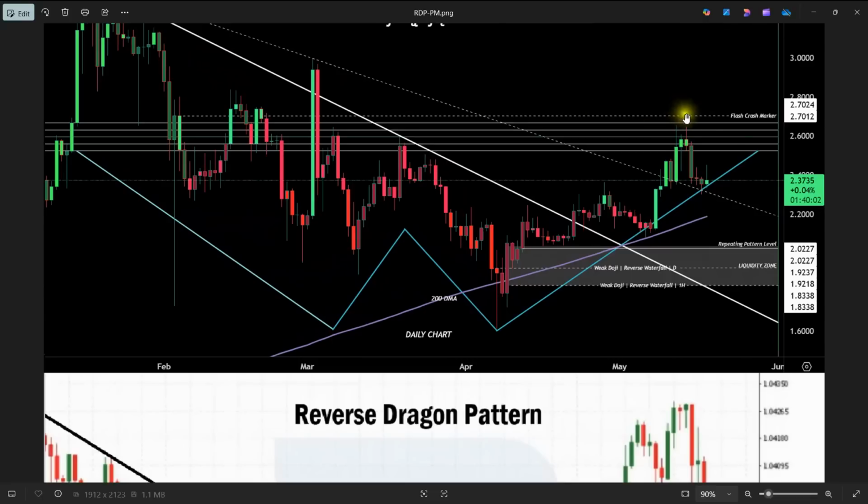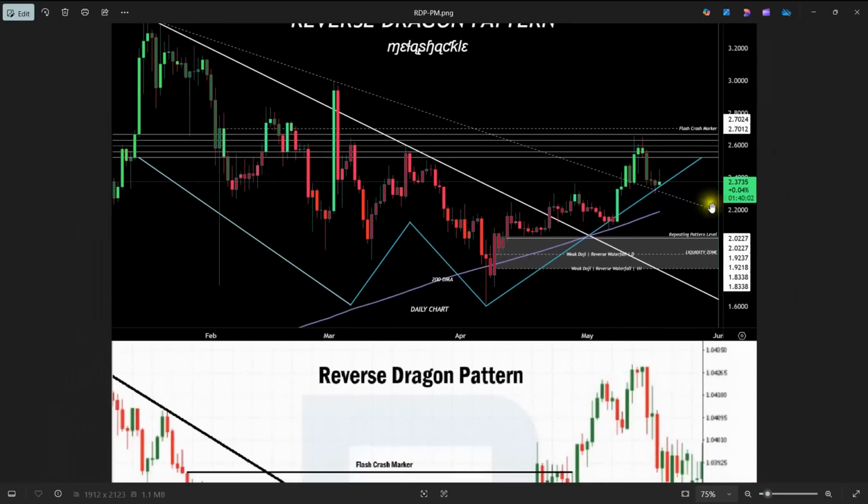On my chart, I posted the flash crash marker here. Price was trading down here. I said it was very likely that we would move up here somewhere in the area between the equilibrium line and the flash crash marker, which is exactly what happened. And keep in mind, this chart is a little bit out of date, but we are trading in this general area.